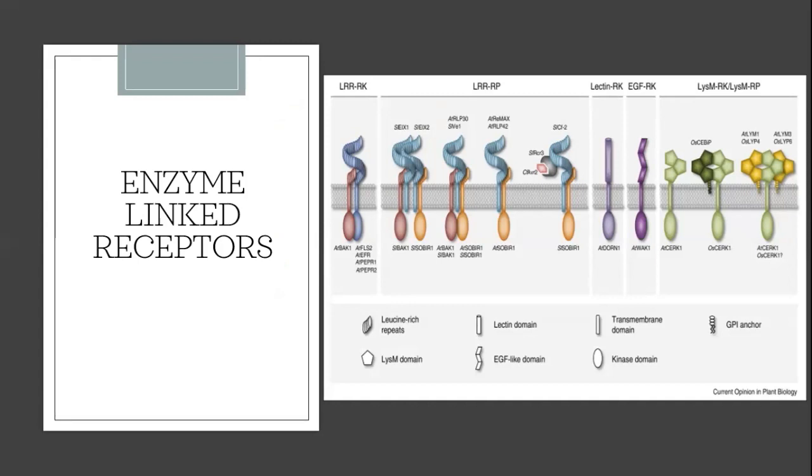The extracellular domain is for binding of ligand. The transmembrane domain is for anchoring the receptor, and the intracellular domain, which is generally an enzyme, a kinase enzyme, is also called the kinase domain. So, three domains. Now these receptors are present on the cell, and they are linked to kinase enzyme.